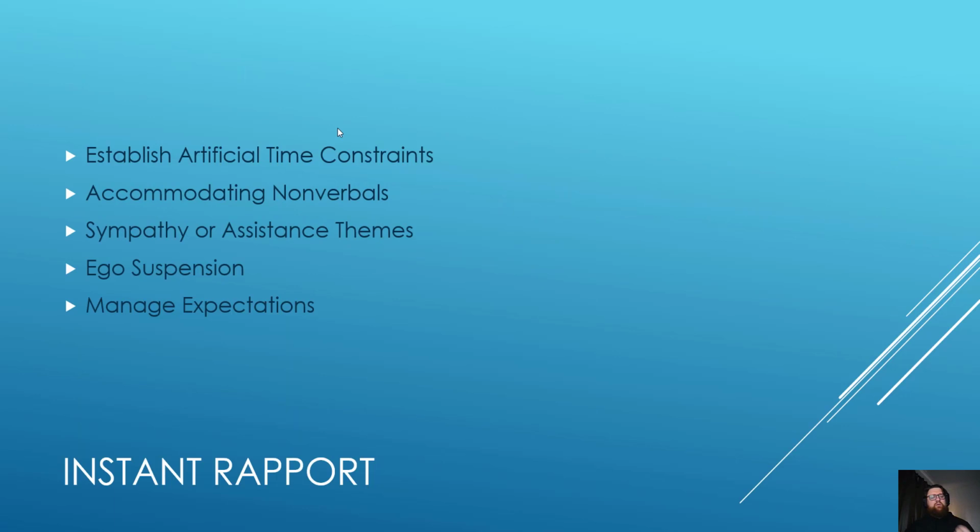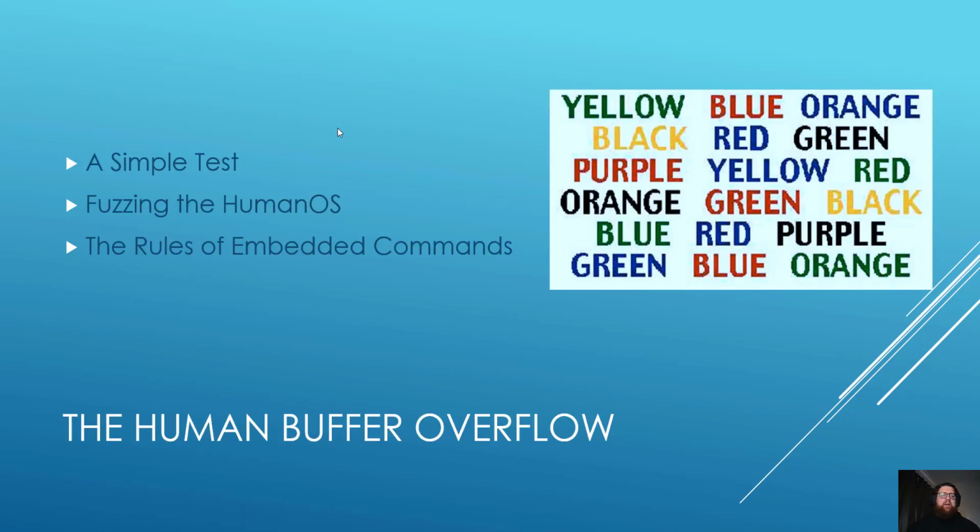So: instant rapport, establishing artificial time constraints, accommodating nonverbals, sympathy or assistance, ego suspension, managing expectations. The human buffer overflow, a simple test, fusing the human OS, the brain, alright, the rules of embedded commands. Like in the picture here, we have the word yellow in green color and the word blue in red color.